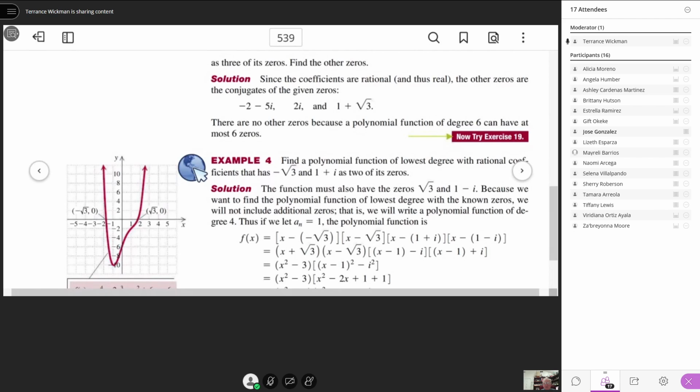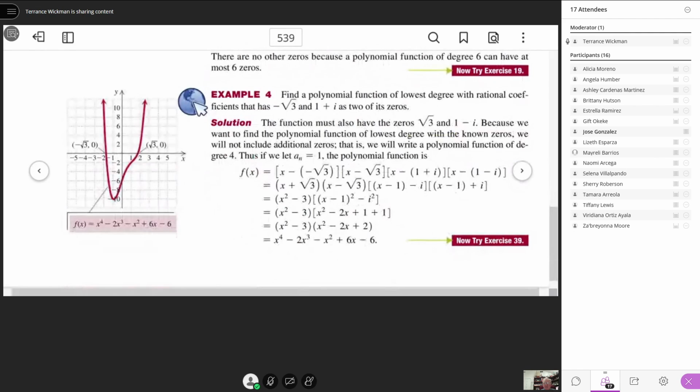So if you have, let's see which one's next. It might be interesting. Look, on this particular problem, number 4, find the polynomial function of the lowest degree with rational coefficients, and they have the square root of 3, 1 plus i. So if you have a square root of 3, you have 1 plus i, you know you have to have 1 minus i, and that's all you have to do. You just have to keep remembering that if you have an i, you have to have a negative i.